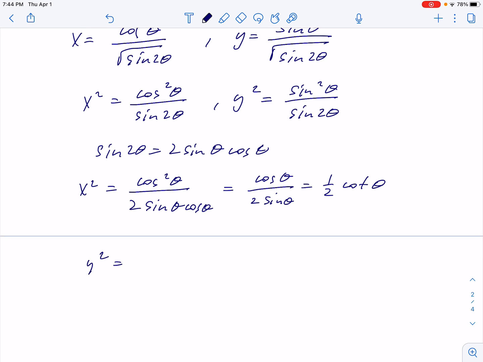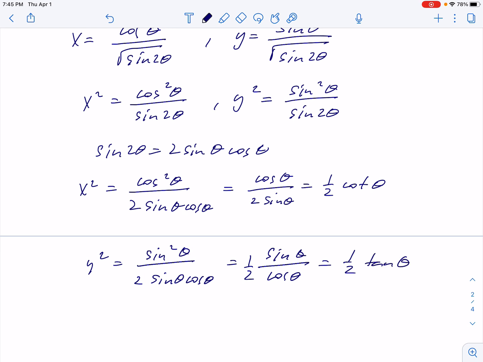y squared will be sine squared theta over 2 times sine theta cosine theta. This will be sine theta, again 1/2, and what is left is cosine theta. So this is 1/2 tangent theta.